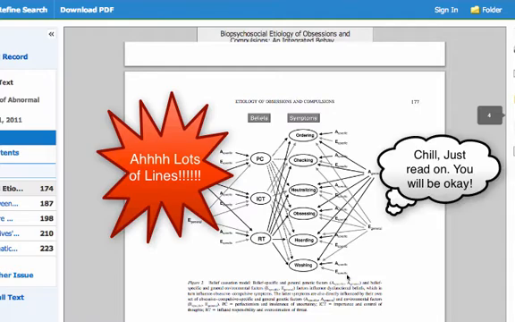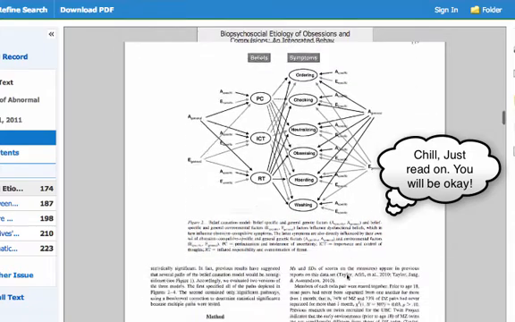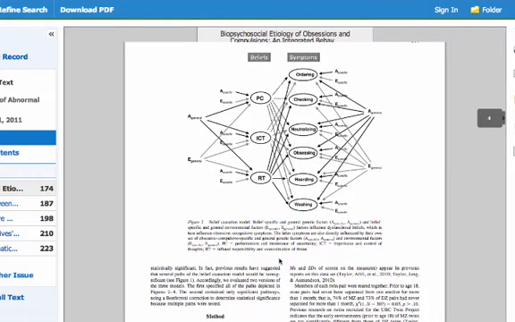You don't go, oh no, all these arrows, I don't know what it means. What to do? It's okay. Don't worry about the arrows. I don't know what that means either. I get that there's a lot of arrows and things interact a lot. I assume that's what's going on. And I scroll through it and I try to get the gist.